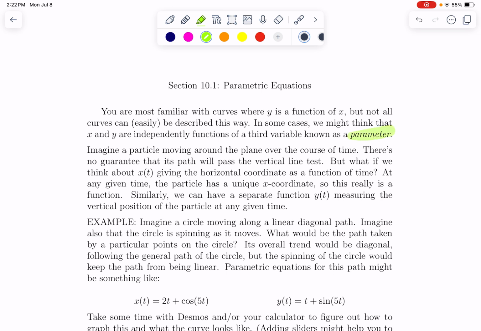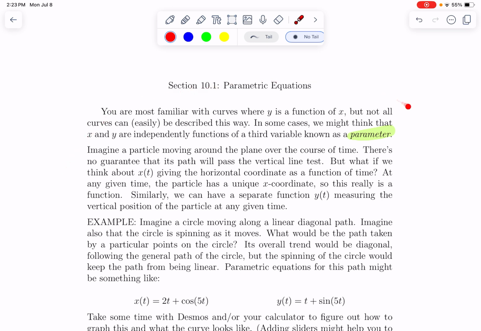And it's very helpful to think of the parameter as measuring time. Imagine we just had something moving around, a particle moving around the plane, and you could imagine that it's tracing out a certain path. Now, under most circumstances, the path it traces out probably would cross itself. y would not be a function of x. And it could be very hard to describe this path with some simple equation with x and y. But instead, we can think about x and y independently.